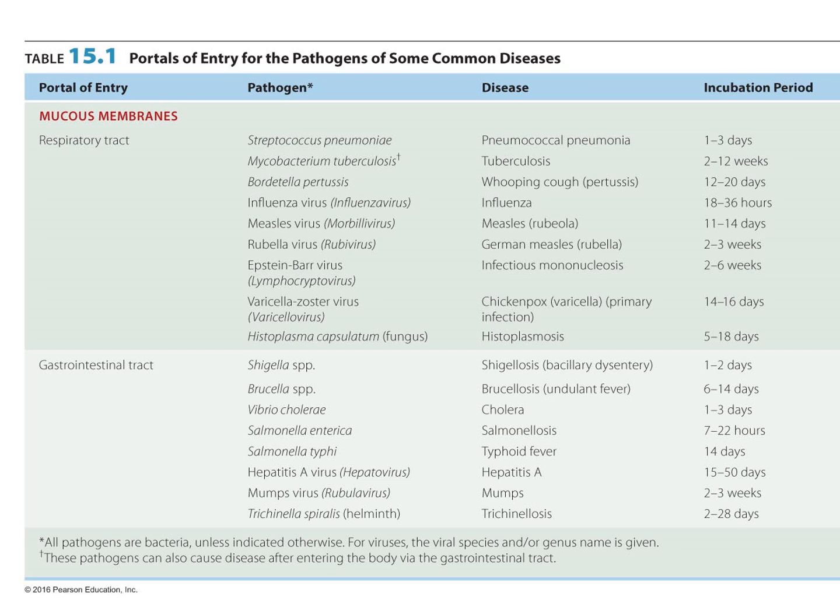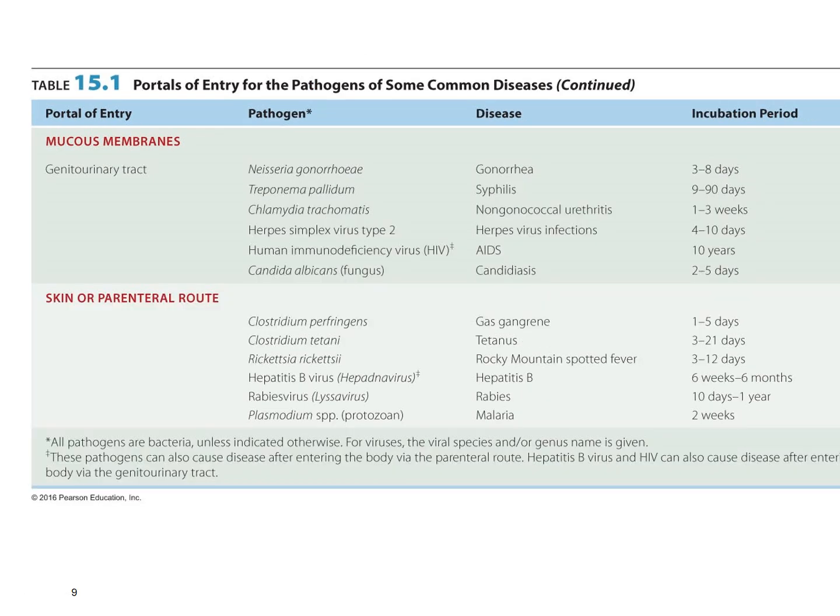This is just a table showing you some different portals of entry for different pathogens. So here's some mucous membranes, microorganisms that get in through the respiratory tract, GI tract, genitourinary tract, and then also has some that get in through your skin, or maybe they'll use a parenteral route where they're injected and end up below the skin.